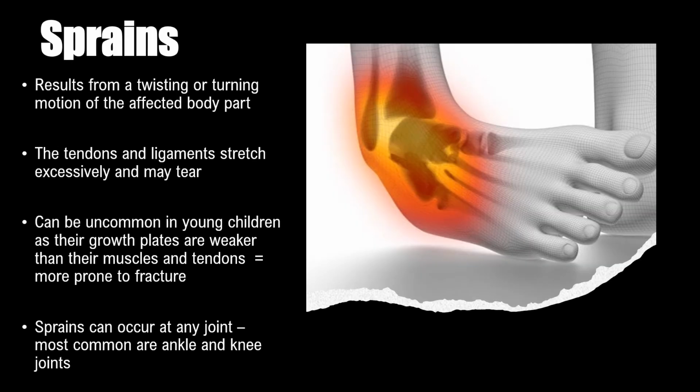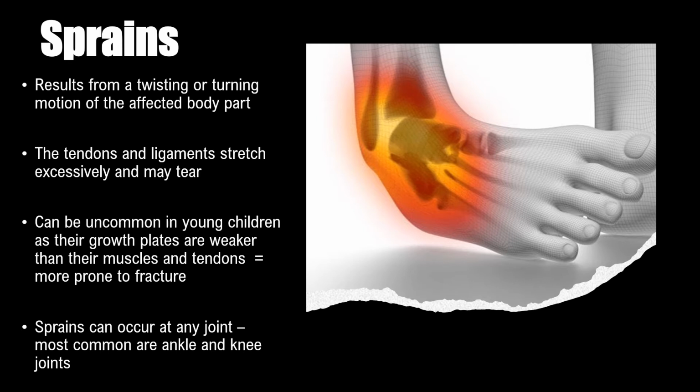So the first thing we're going to go over is sprains. Sprains result from a twisting or turning motion of the affected body part. Typically, we have sprains occurring in our ankles. That's kind of the most common area. What happens is the tendons and ligaments stretch excessively, and sometimes they may even tear.